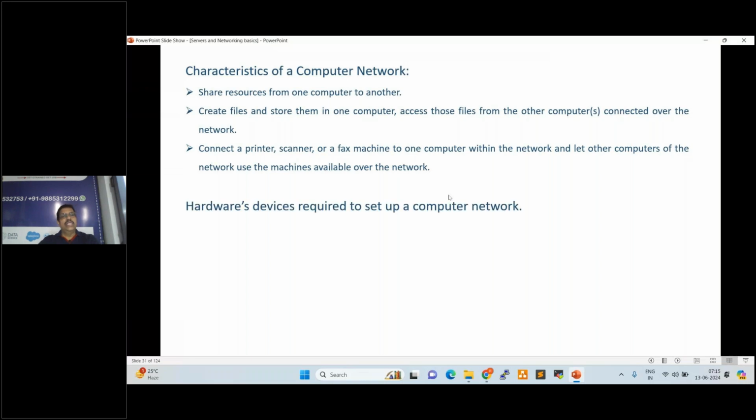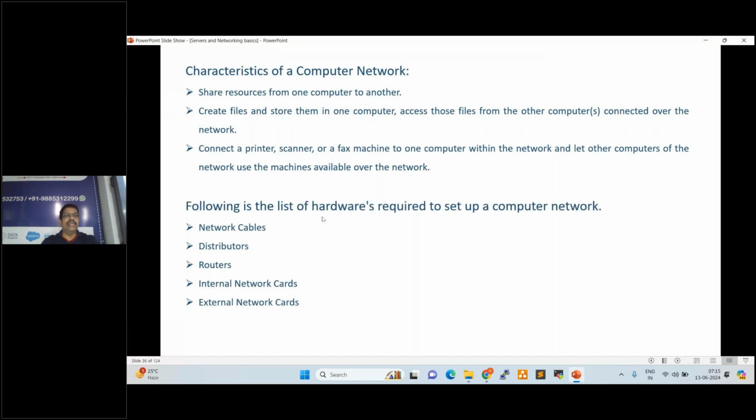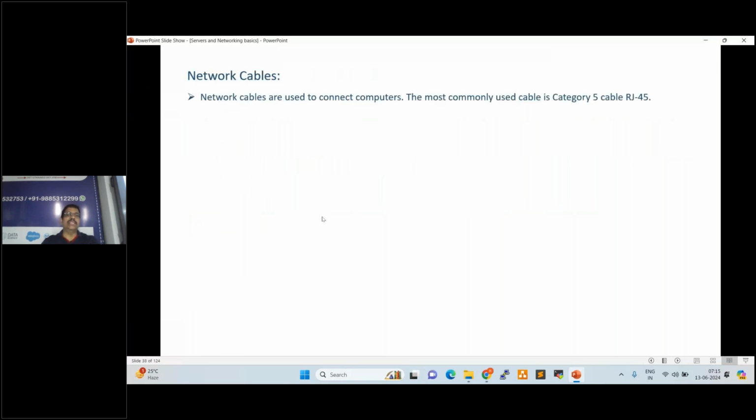Yeah. So hardware devices required to set up a computer network. What are the devices required here? See here, network cables are required, distributors, routers, internal network cards, and external network cards are also required. So these are all the devices required. Okay, network cables are used to connect computers. The most commonly used cable is category 5 cable, RJ45. Category 6 is also available, but category 5 is very popular. Cat 5 is the short name.